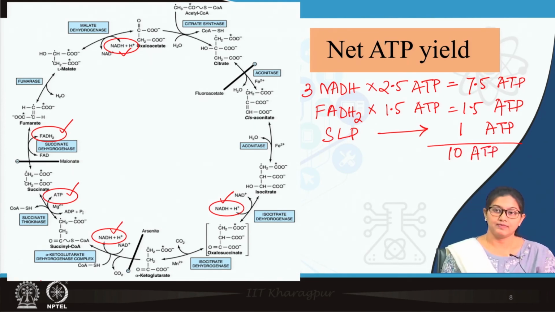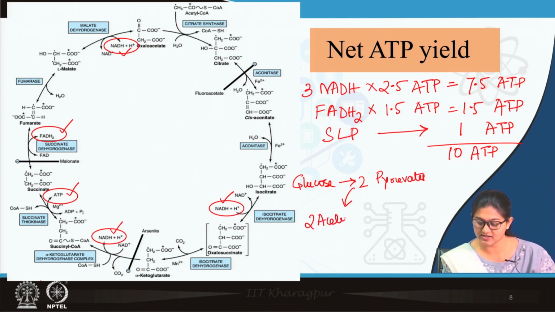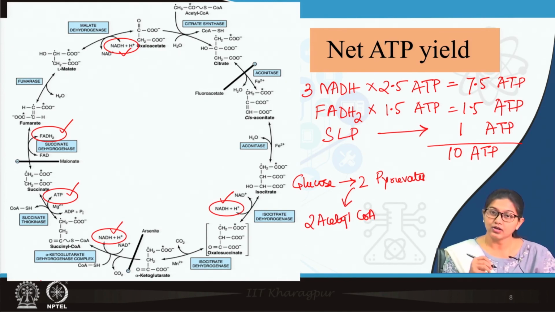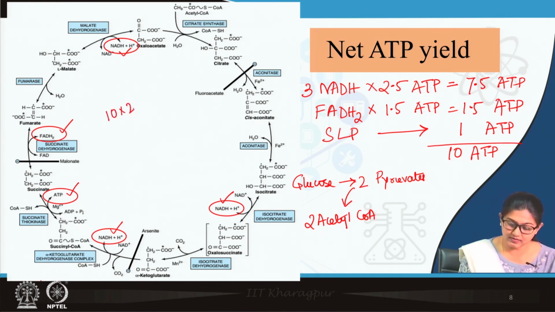Now, remember that after glycolysis from one molecule of glucose we were getting 2 pyruvates, which is actually generating 2 molecules of acetyl coenzyme A. So, basically 2 molecules of acetyl coenzyme A undergo 2 cycles of TCA cycle. So, there is 20 ATP formation.